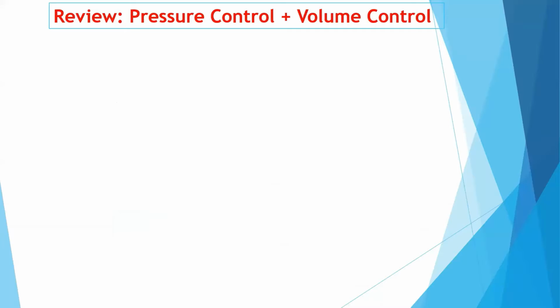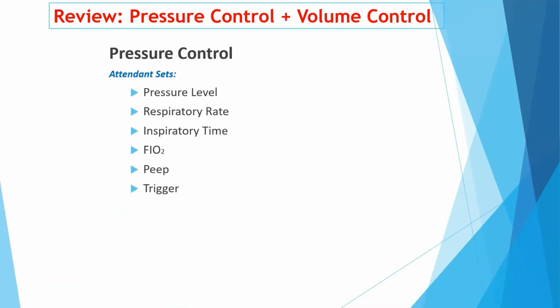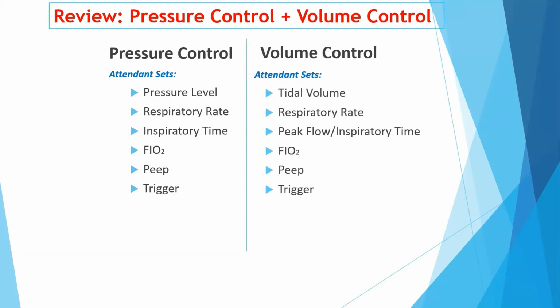Here is a review of pressure control and volume control and the settings that need to be set for each. Make sure you compare the two. In pressure control, the attendant sets pressure level, respiratory rate, inspiratory time, FiO2, a PEEP, and trigger. In volume control, the attendant sets tidal volume, respiratory rate, peak flow, usually, sometimes inspiratory time, FiO2, PEEP, and trigger.